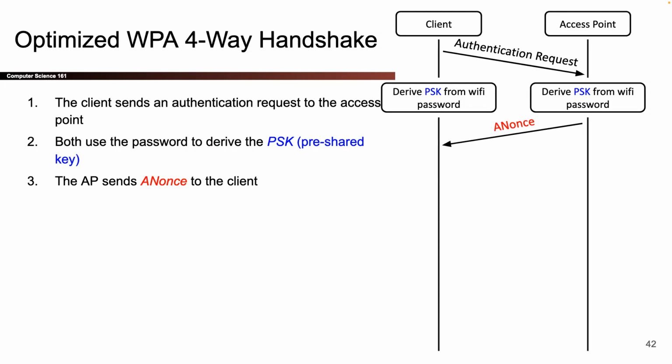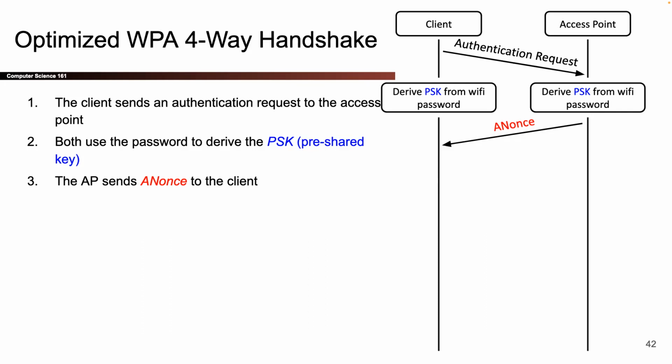What would have happened in the non-optimized version? In the non-optimized version, the client would have sent its own nonce, and then both sides would have derived something. But if I stop at this point and look, the client actually has everything they could possibly need to derive the PTK in purple. Why is that? Because the client knows blue, the PSK. The client knows red because they have the nonce from the access point and they have their own nonce. They don't need to receive that from someone else. And they know the MAC addresses.